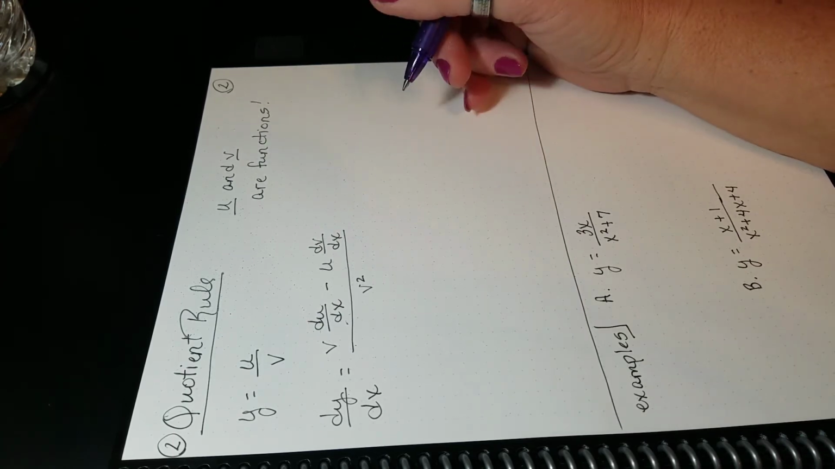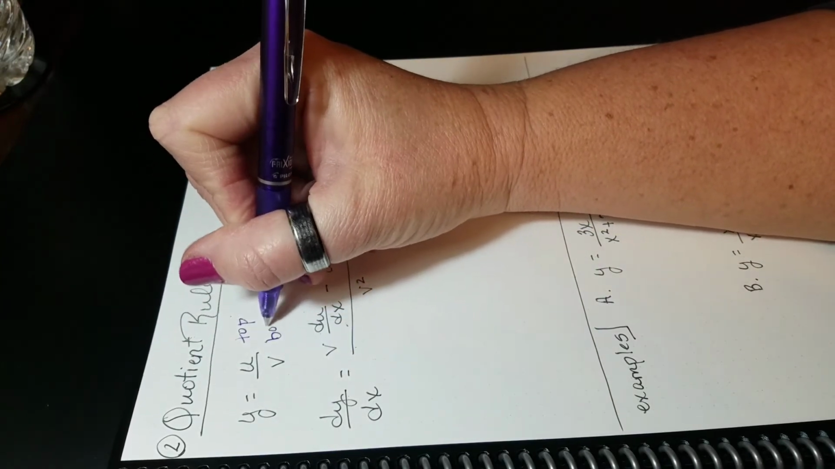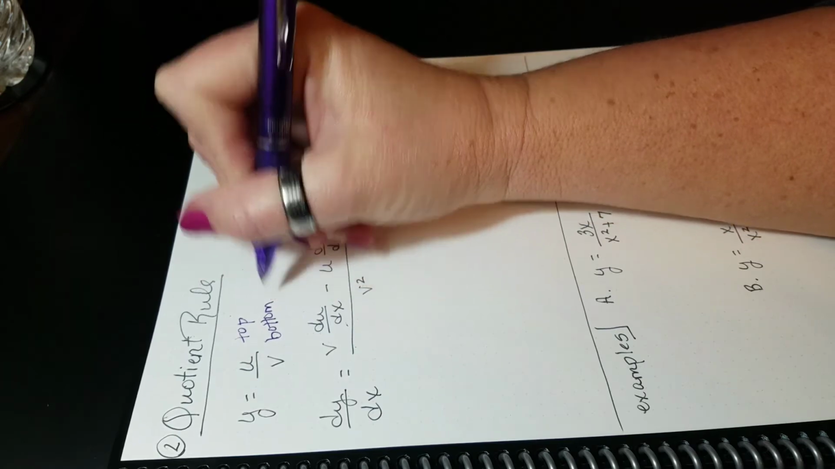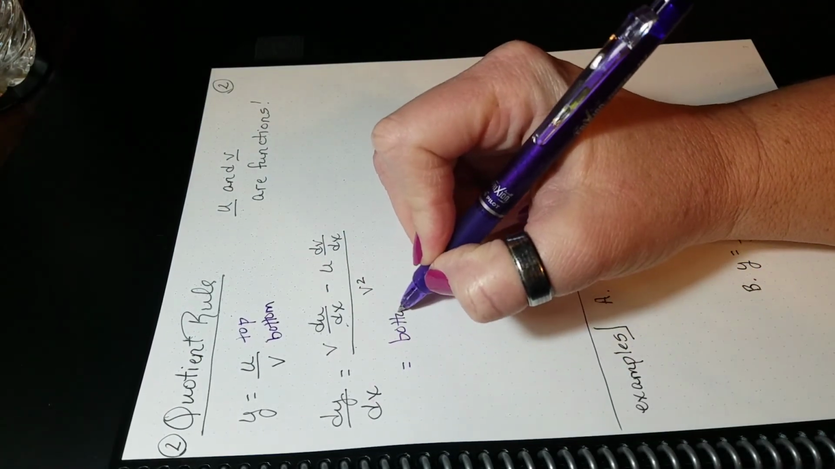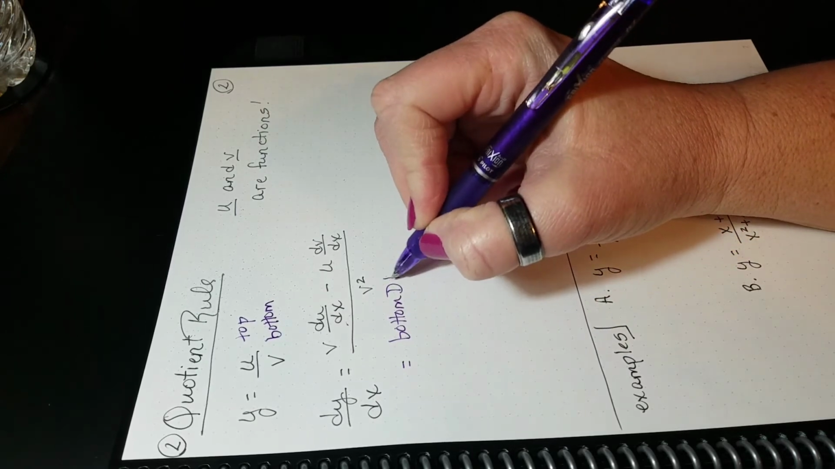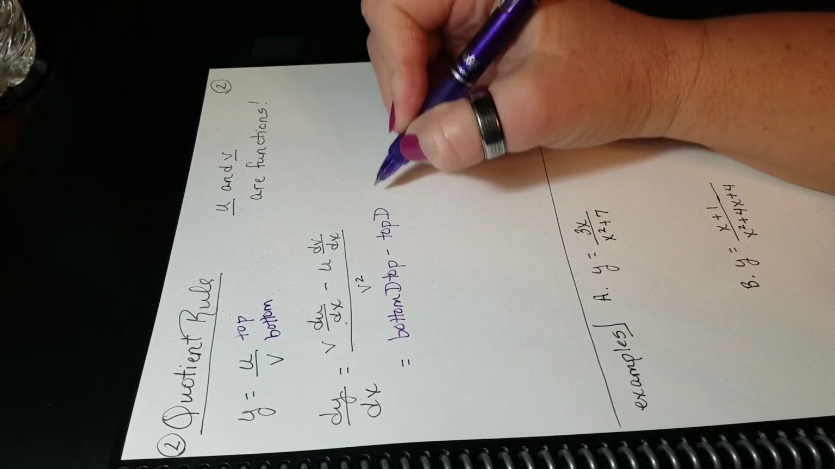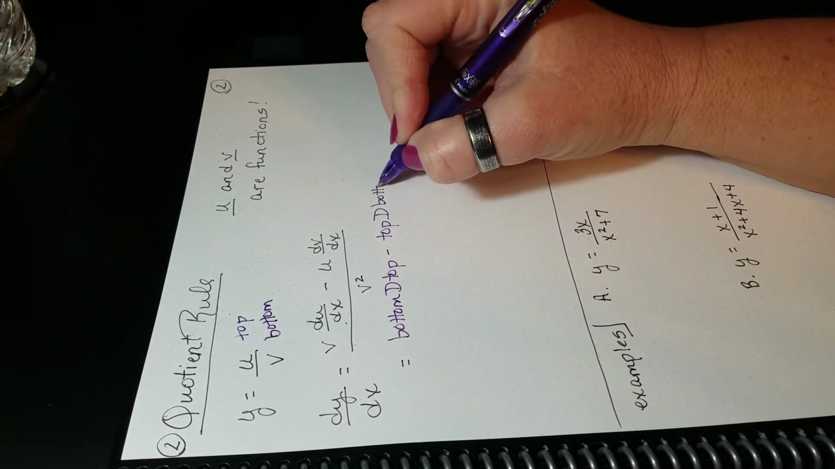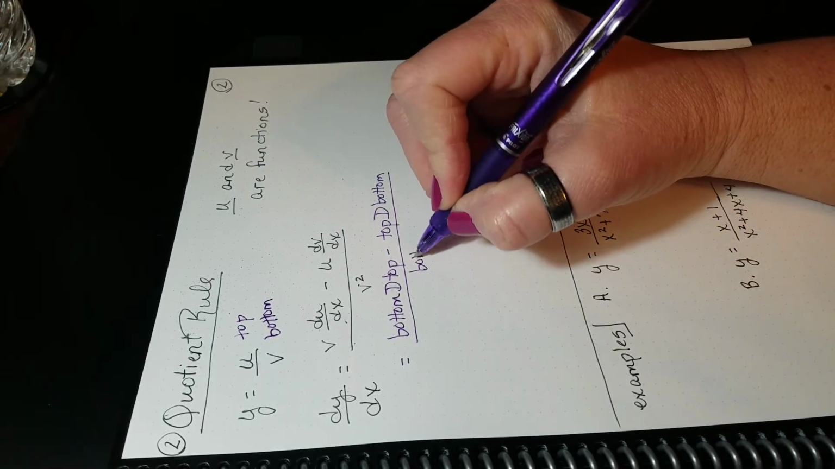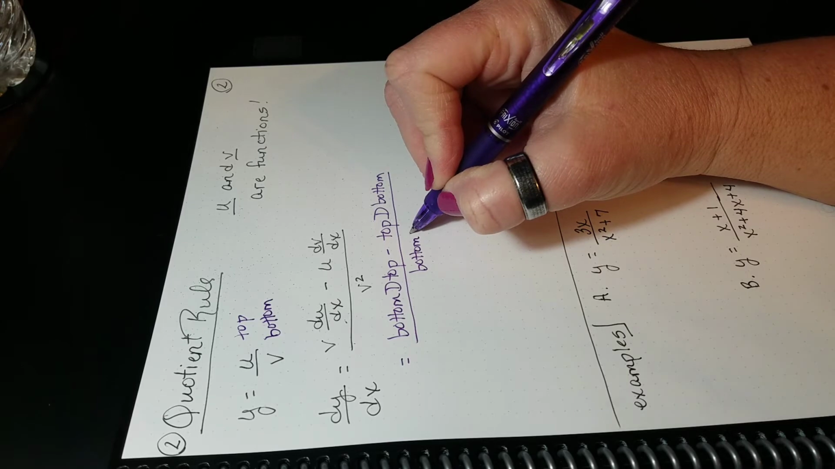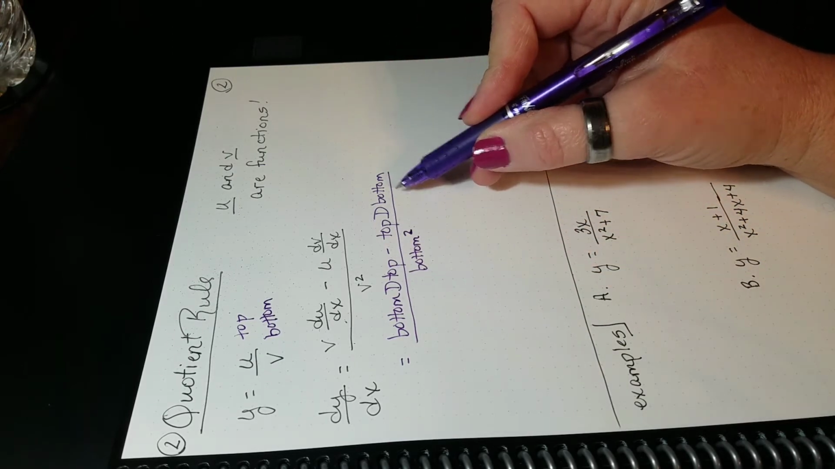Now, I have all kinds of rules for this one, so I'm going to call u the top and v the bottom. And again, it's just memorization here, trying to help you remember it. So I'm going to say bottom times the derivative of the top minus the top times the derivative of the bottom all over the bottom squared. Okay, if that's a little bit easier. Bottom times the derivative of the top minus the top times the derivative of the bottom all over the bottom squared.